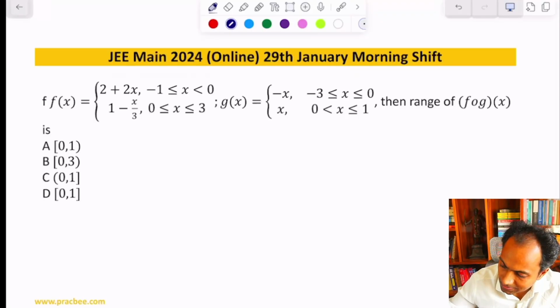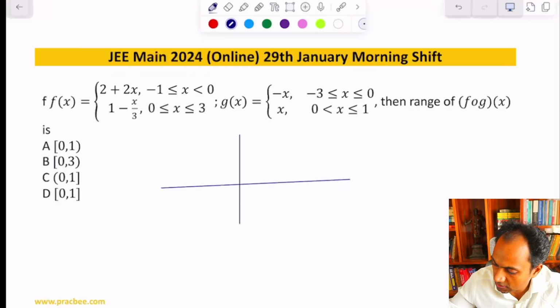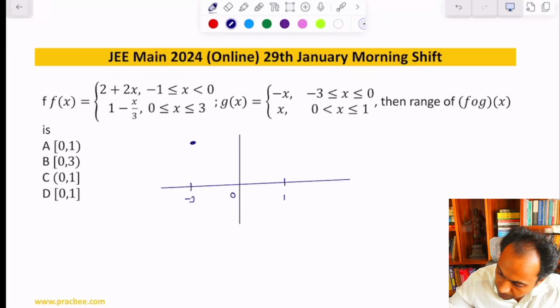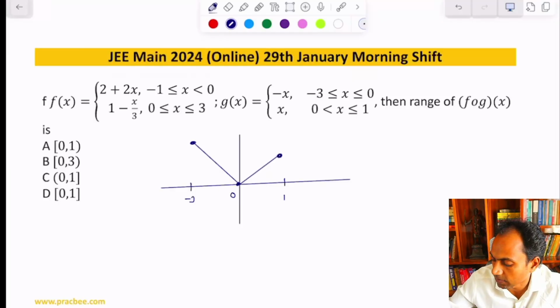In this case, if you are drawing f of gx, whatever is the inside function, that graph we will draw. In this case, f of gx is there, so gx is the inside function. If I am going from minus 3 to 0, I will have the graph of minus x. So your minus x would be like this. So this will become plus 3 and 0 will become 0. And from here to 1, we have the graph of x. So it will start looking like this. So this is how the graph looks.